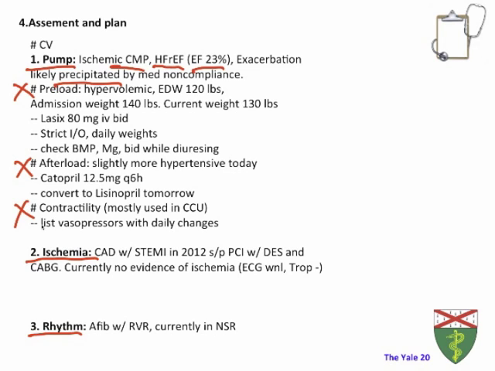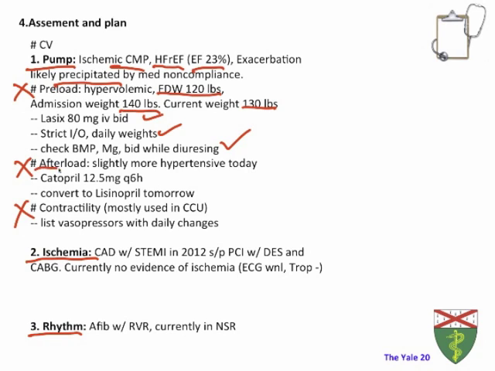For preload, I want to establish what is the estimated dry weight and what is the admission weight. So in this patient, the patient is about 20 pounds above the dry weight, and the current weight is 130. So I still have 10 pounds to go. With the diuretic dose that I use, I want to make sure I order strict intake and output and daily weights. I want to make sure I actively check electrolytes while diuresing.